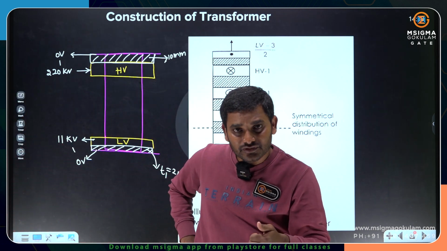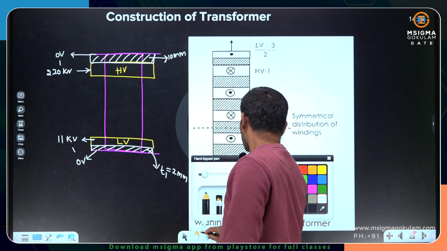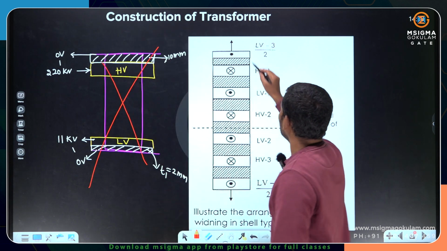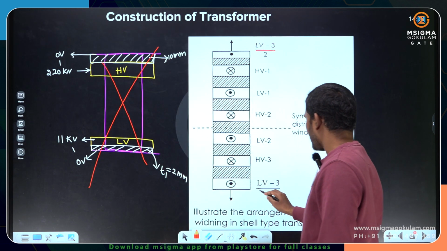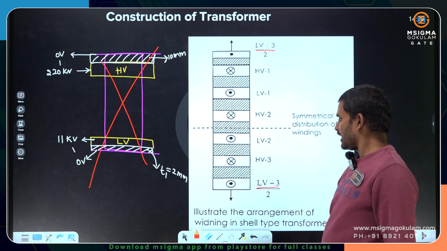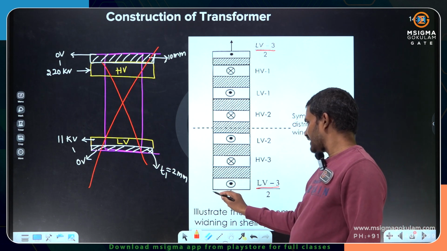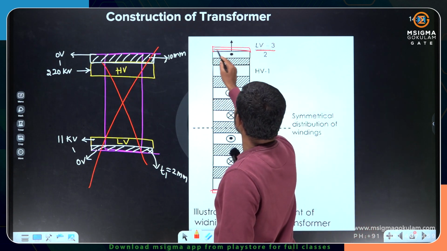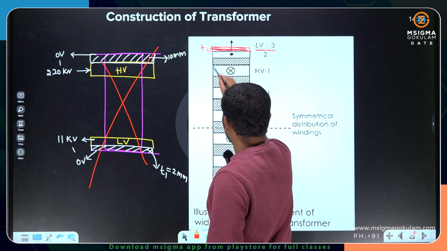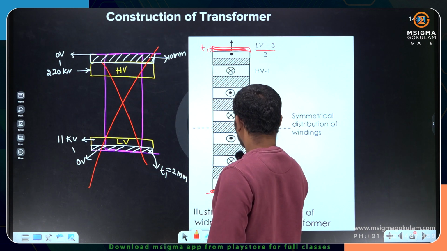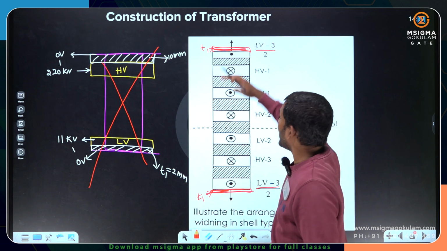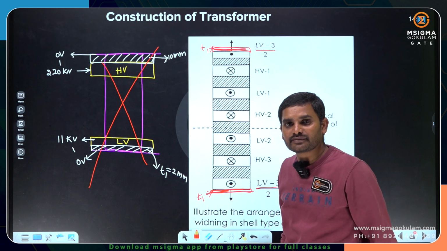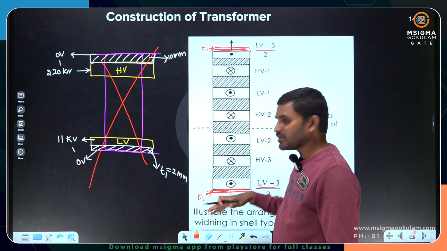In order to have symmetrical distribution, we don't prefer this kind of arrangement. What we prefer is half LV at the top, half LV at the bottom. Therefore, the thickness of insulation required here and the thickness of insulation required here will be the same. So here also T1 and here also T1. Near the top of the core, the thickness is going to be T1. At the bottom of the core also T1, because at the top low voltage winding is there, and at the bottom also low voltage winding is there.